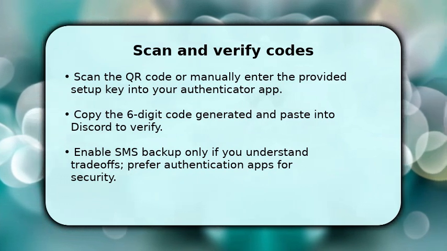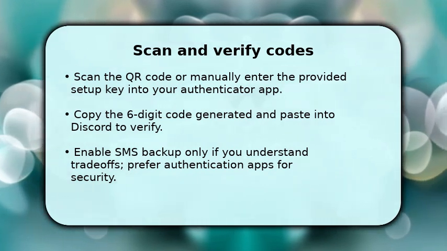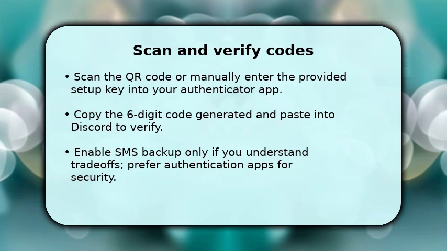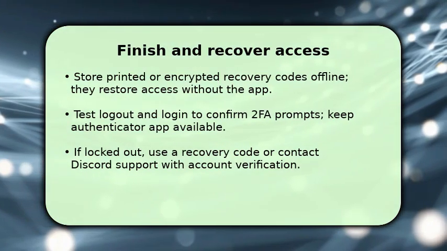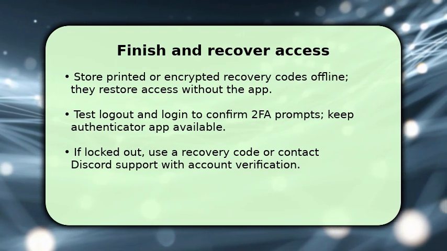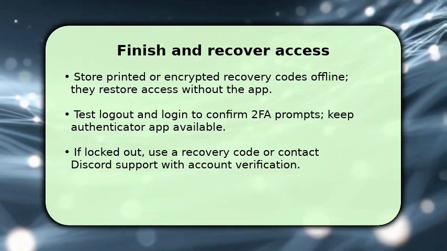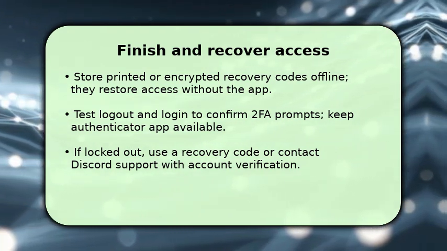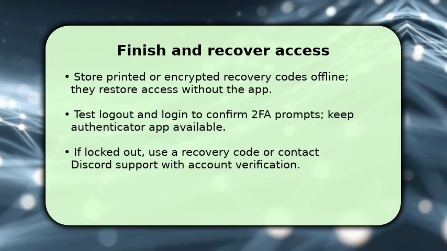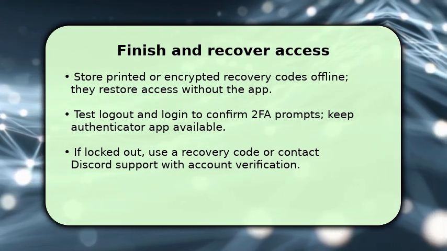Then save the recovery codes Discord shows you in a secure place. Complete setup by saving your recovery codes somewhere safe. Write them down or use an encrypted note because they are the last resort. Sign out and sign back in to test that Discord now requests both your password and a 6-digit Authenticator code.